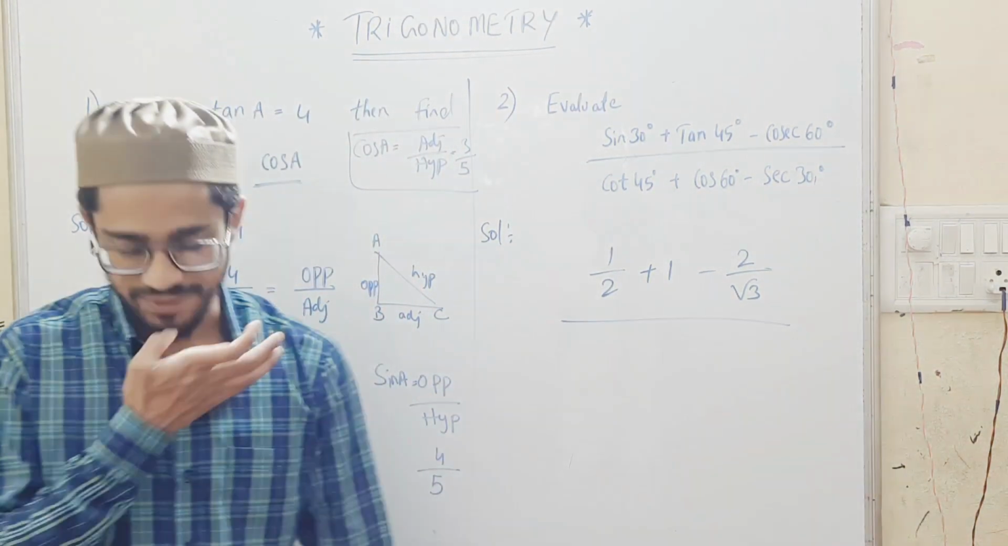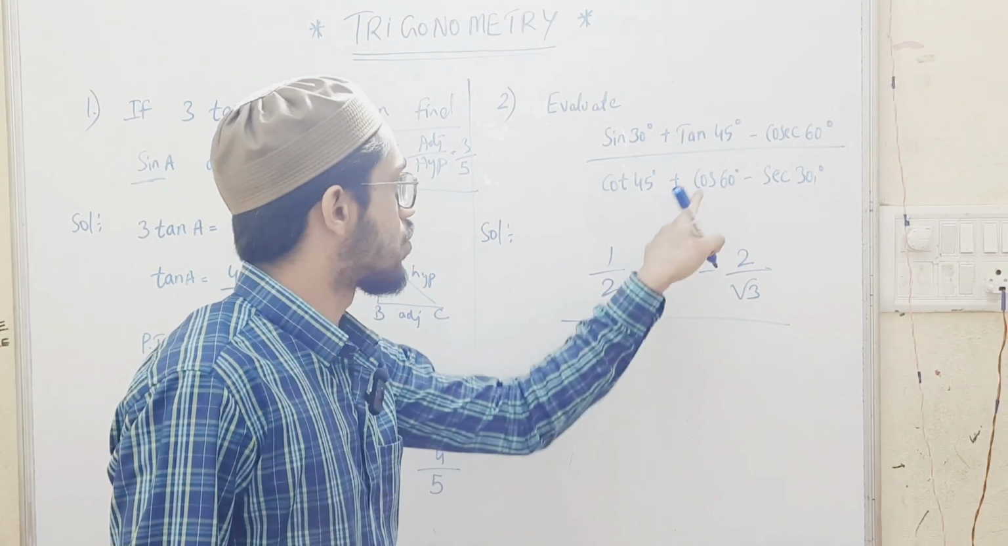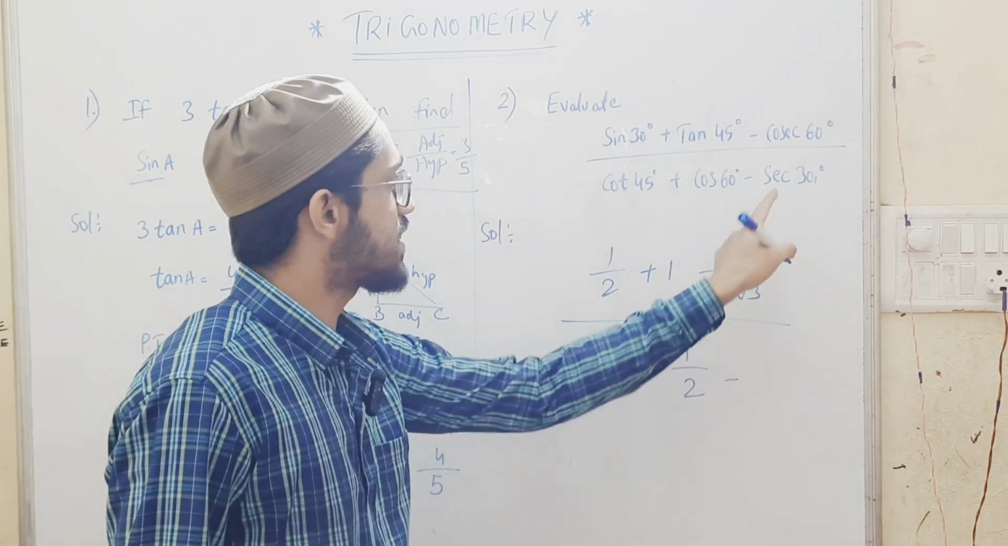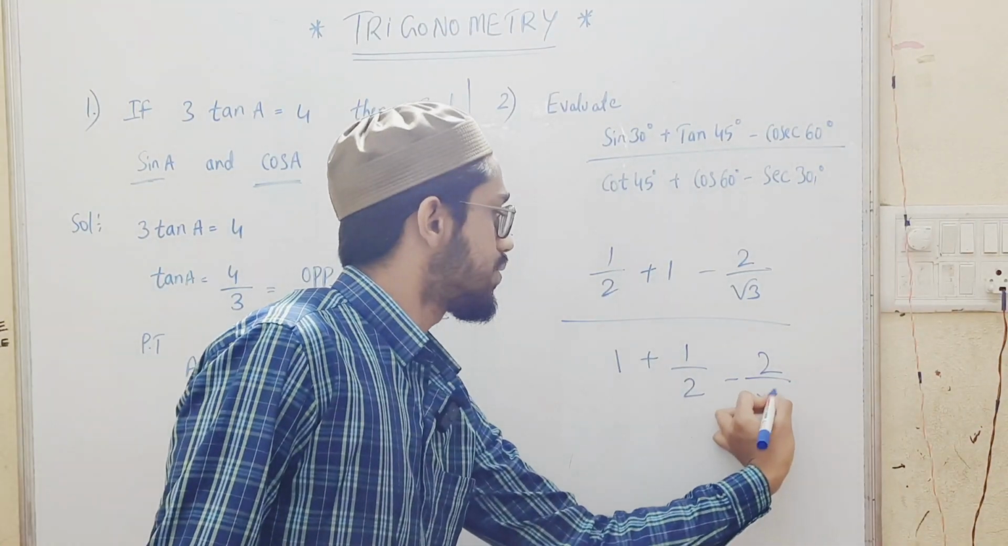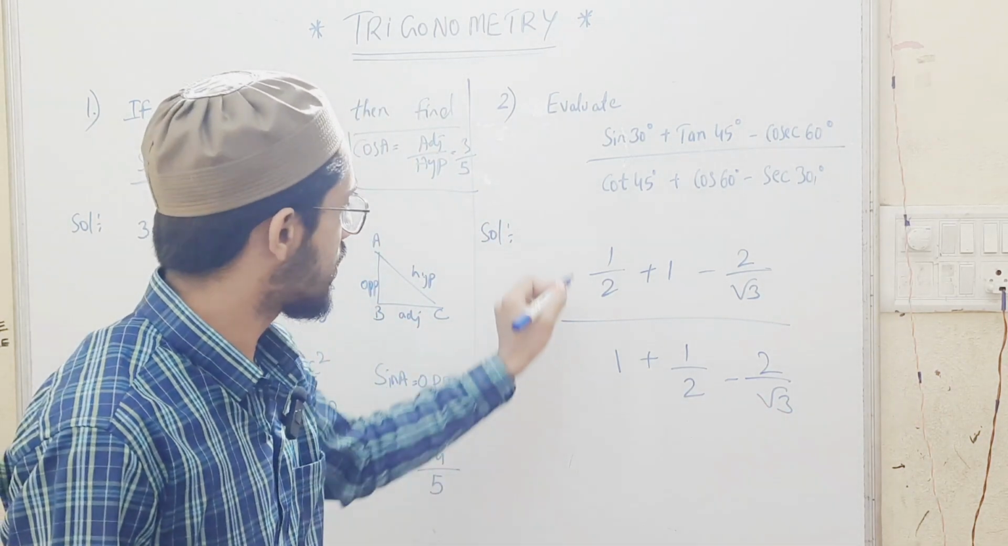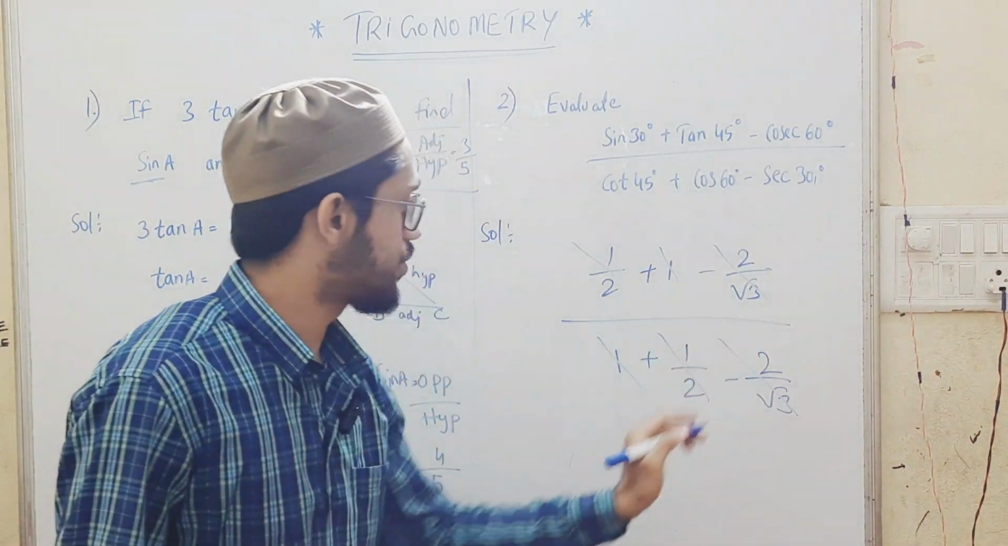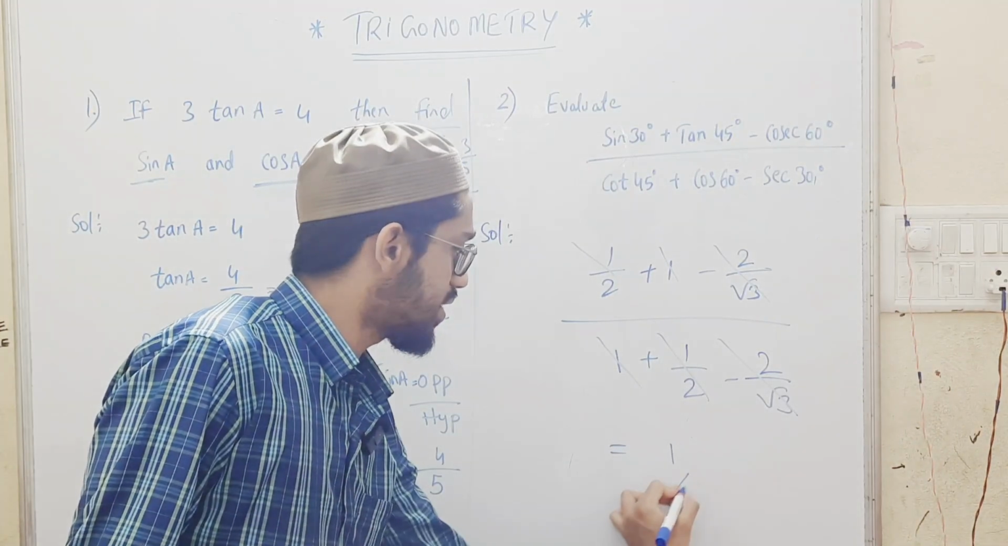Again, for cot 45, we have 1. Cos 60 is 1 by 2, minus secant 30 is 2 by root 3. What will happen here? 1 by 2 and 1 by 2, 1 and 1, 2 by root 3 and 2 by root 3 will be cancelled. What will be remaining?